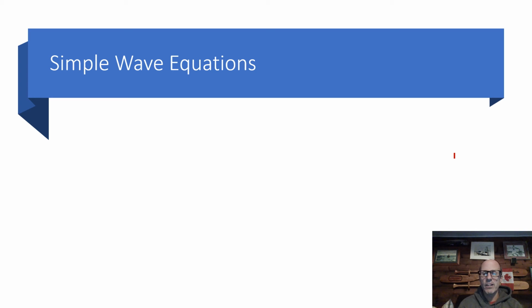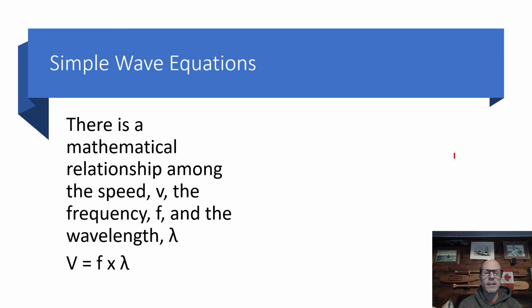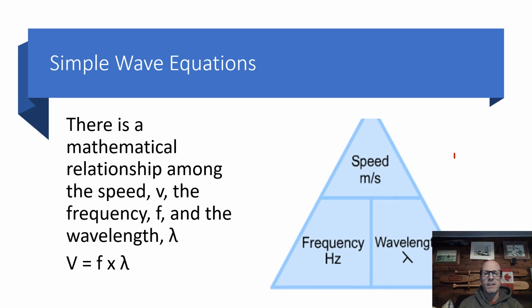We're not going to get into this too much in this course, but there is a mathematical relationship among the speed of a wave, the frequency of the wave, and the wavelength of the wave. If you think about a tsunami, again, I'm referring to water, but a tsunami is a great example of a wave that goes really fast. And that makes it dangerous because it has more energy. And so we'll talk about that here in a second. This is our triangle that we use.